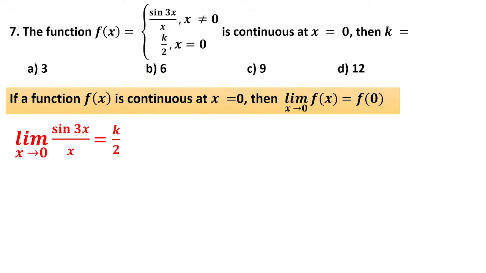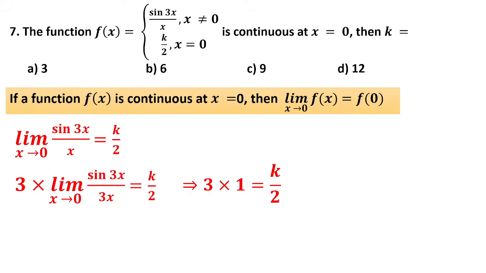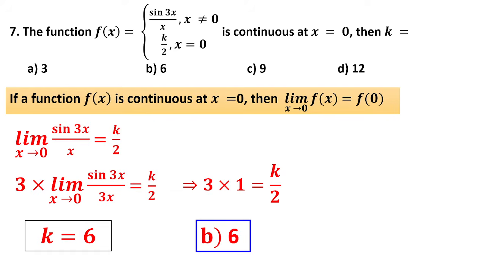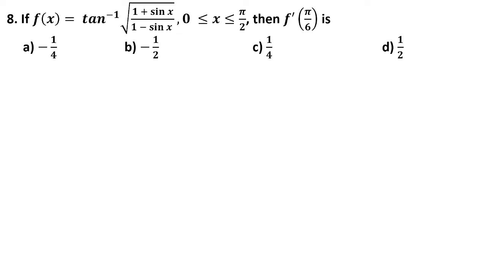Now, this sin 3x by x is a standard limit which you studied in class 11. When the numerator is sin 3x, the denominator also should be 3x. If the numerator is sin 10x, the denominator also should be 10x. How to do it? Multiply and divide by 3. Therefore, now the limit will become a standard limit. Therefore, 3 into 1 is equal to k by 2, where k by 2 is nothing but the functional value. Therefore, the value of k is 6. Option B.